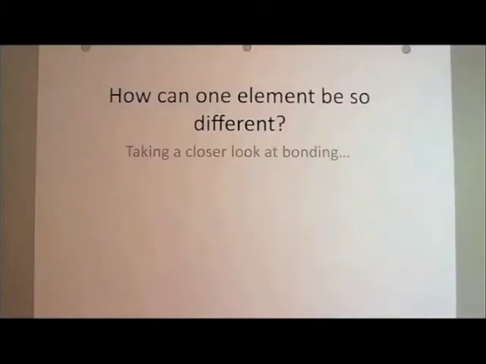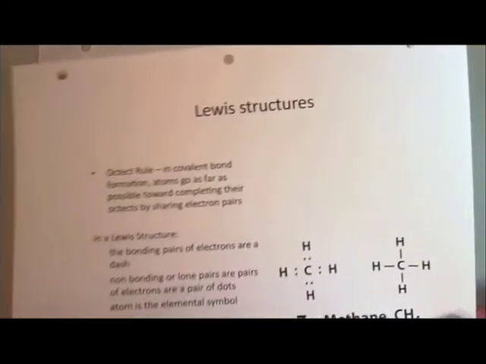The question: how can one element be so different? We're talking about the element oxygen and its two allotropic forms. Okay, so we're going to take a closer look at Lewis structures.